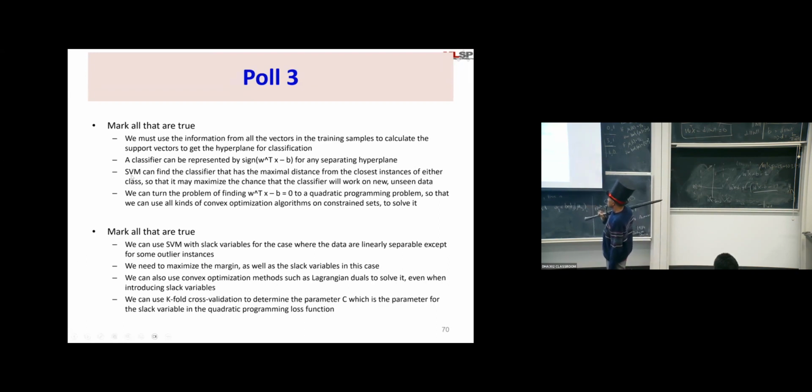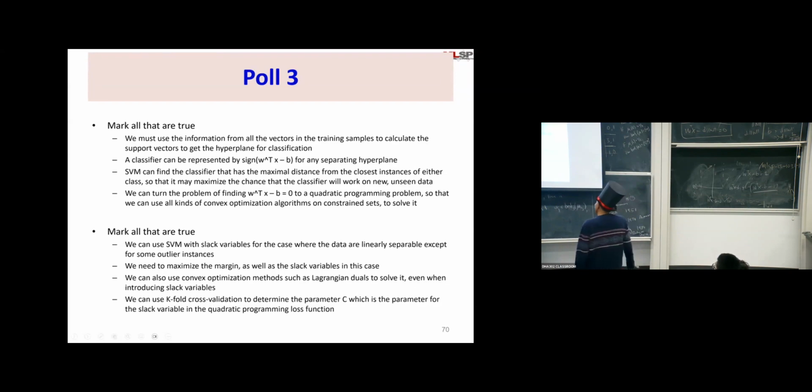The first statement: we must use the information from all vectors in the training samples to calculate support vectors. The classifier can be represented by a sign, the sign for any separating hyperplane, true or false. The support vector machine can find the classifier that has the maximum distance from the closest instance to either class so that it can minimize the chance that the classifier will fail on unseen data, true or false. And we can turn the problem of finding the hyperplane into a quadratic programming problem, so we can use all kinds of convex optimization.